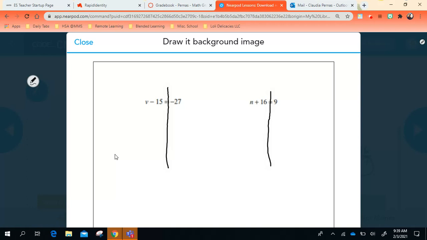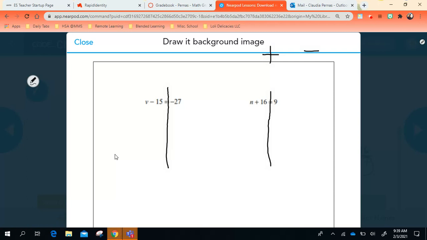Okay, so our 30 seconds are up. So make sure your laptops are clamshelled and you're looking up here. If you don't have an example in your notebook, make sure you copy one of these down. Okay, so we talked about our inverse. We said addition is the inverse of subtraction. Subtraction is the inverse of addition.